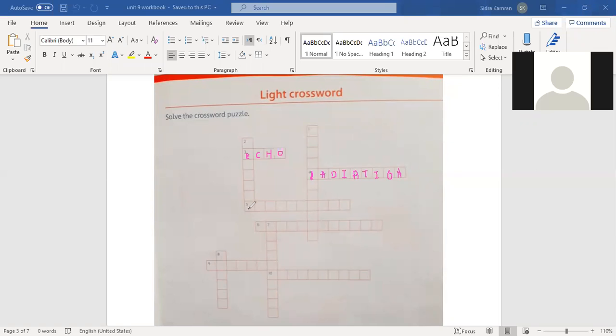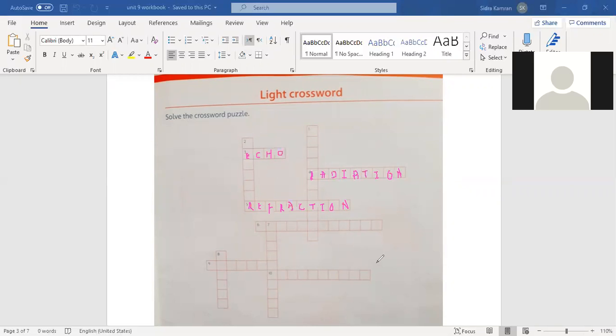So here you can see 5 is written. So write here refraction. R E F R A C T I O N, refraction.